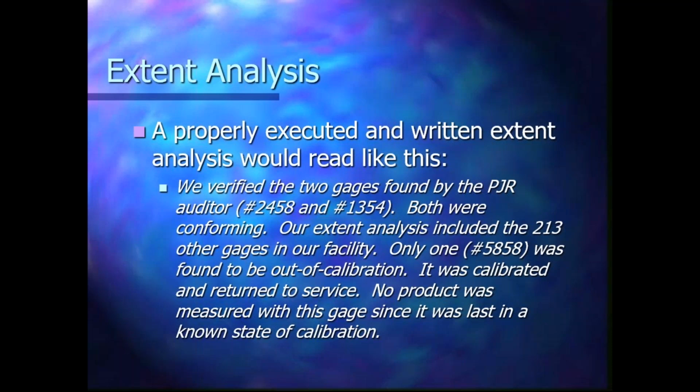They looked across every other gauge. We know there were 213 other gauges. One was found out of calibration, and they looked to see if any products were verified with that gauge since it was last in a known state of calibration. And luckily, there were none.